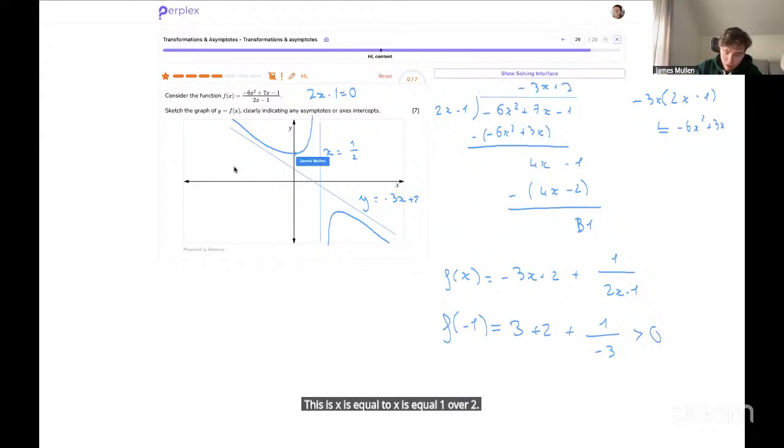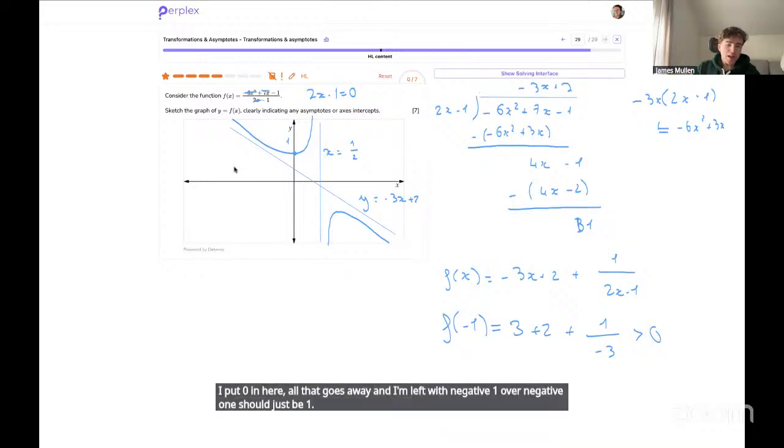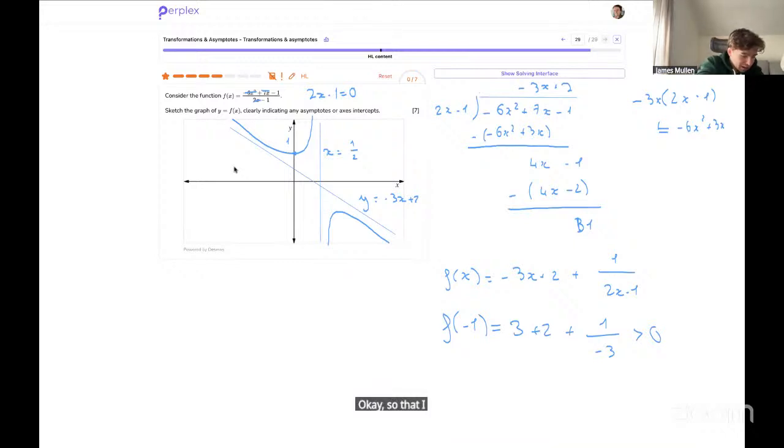And the 0 here, if I plug in 0, should just be 1. If I put 0 in here, all that goes away, and I'm left with negative 1 over negative 1, which should just be 1. Okay, so that, I believe, is everything that I needed to graph.